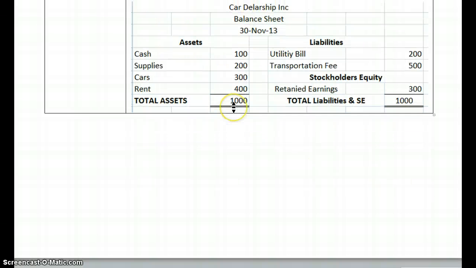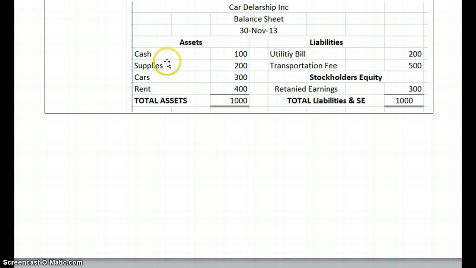So here's a sample balance sheet. You can see I've done it for a car dealership. As you can see, the assets, total liabilities, and SE. I'm just putting SE as an abbreviation for stockholders' equity. And you can see this follows the accounting equation that total assets equal liabilities and stockholders' equity.